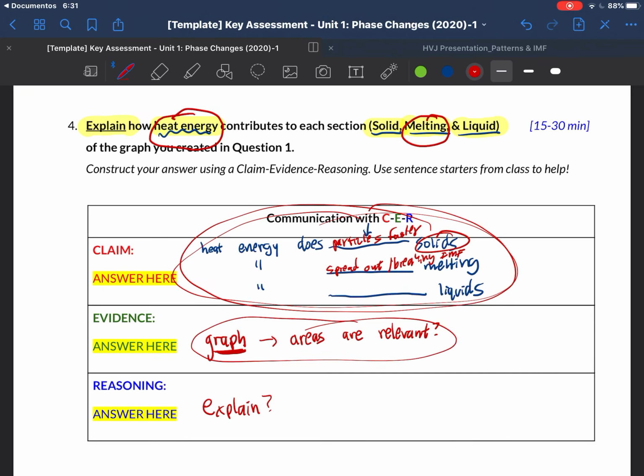You did some sort of CR that was not related to heat energy. It's important to know what the question is asking. This question asks you to discuss heat energy. And so you should be addressing in your claim really specifically what heat energy does. So if you talked about something that was not heat energy, you likely lost points in that section.